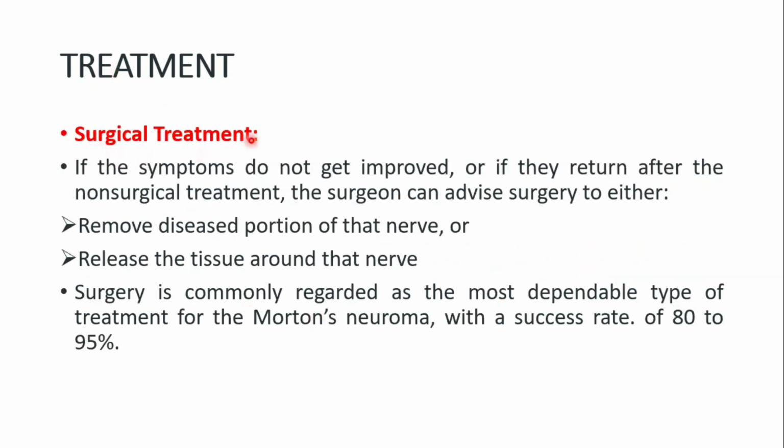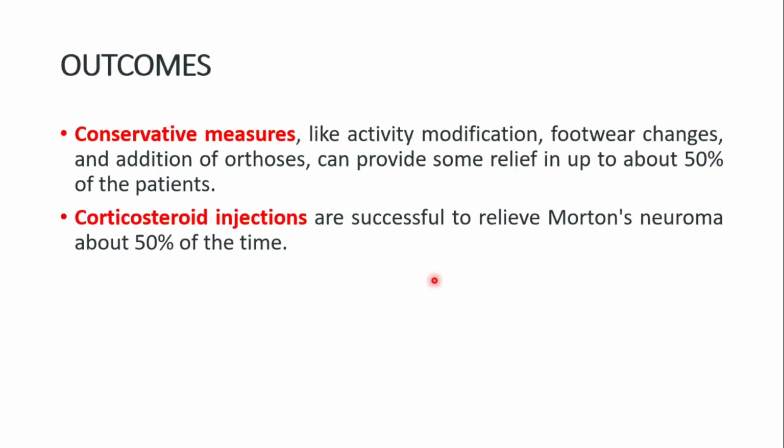So the surgical treatment: if the symptoms do not get improved or if they return after the non-surgical treatment, the surgeon can advise surgery to either remove the diseased portion of that nerve or release the tissue around the nerve. Surgery is commonly regarded as the most dependable type of treatment for the Morton's neuroma, with a success rate of 80 to 95%. So in the last outcomes, conservative measures like activity modification, footwear changes, and additional orthosis can provide some relief in up to 50% of the patients. Corticosteroid injections are successful to relieve Morton's neuroma about 50% of the time.